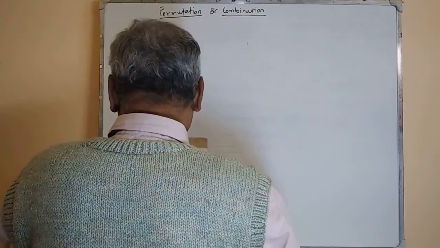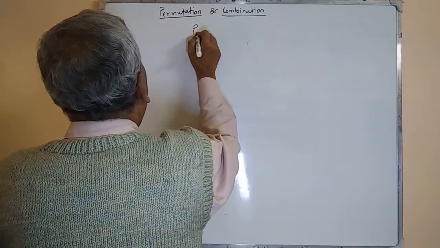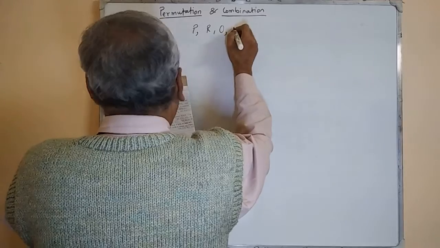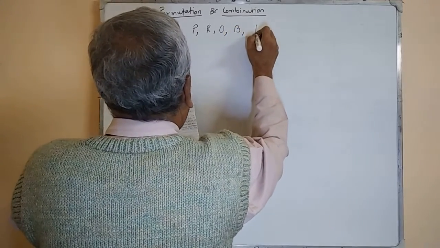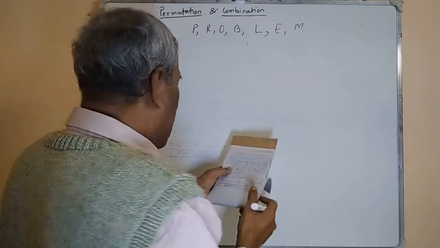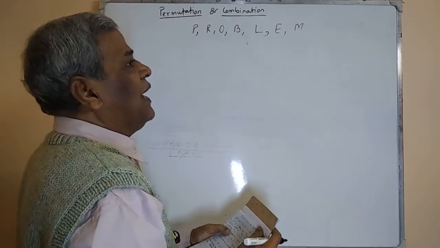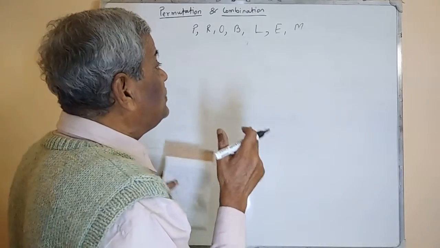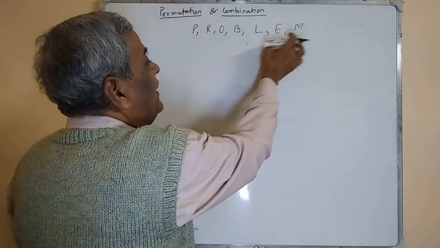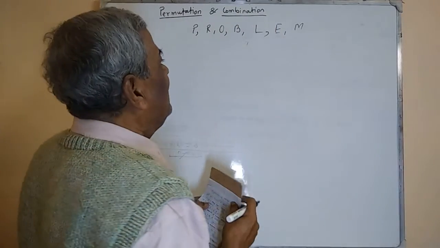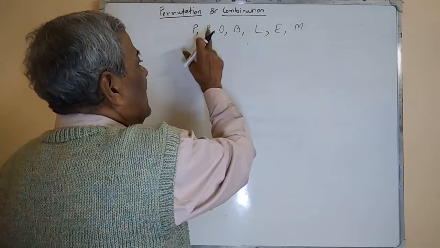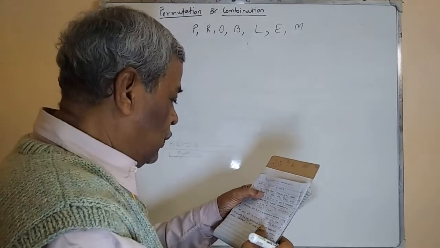Suppose P, R, O, B, L, E, M. These are given as 7 members of a club. The letters you see, in the word problem, are P, R, O, B, L, E, M. Here I have taken the 7 members of a club. Their names are P, then R, then O, etc. So almost the same.